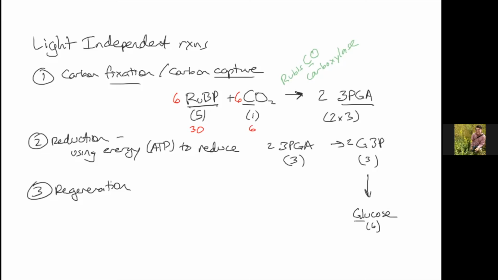So how many of these 3 PGA molecules are we making in the end here? 30 plus 6 is 36. Each 3 PGA molecule has 3 carbons. So how many 3 PGA molecules do we get to make? 12. These 12 3 PGA molecules become reduced to make 12 G3P molecules. If you spend 2 of those on glucose, you have 10 remaining.